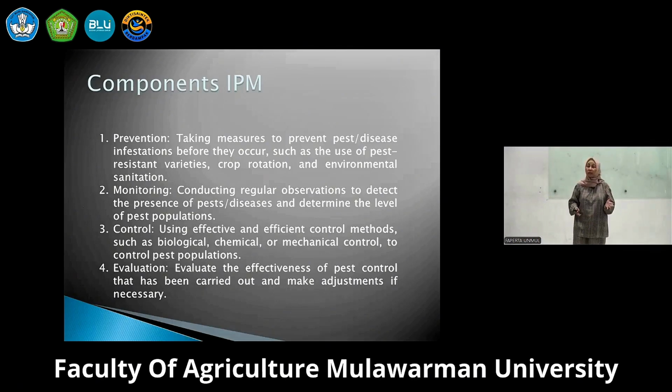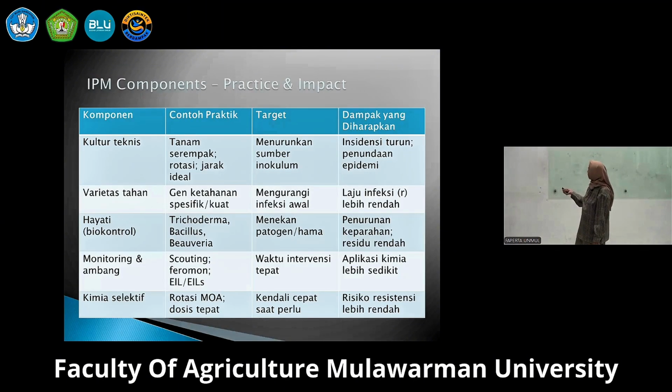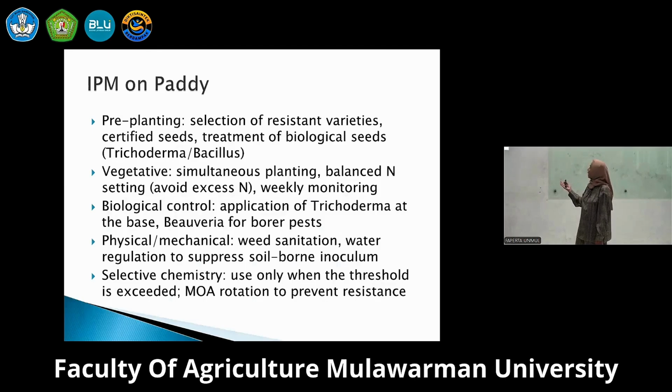Control means if the disease or the insect attack has already happened, then you control. But when you manage from the beginning to the end, when you have to control, it means you already have a problem. Okay? And then evaluation, that you evaluate again whatever you did. So that's the components, yeah? And then this is the IPM on paddy, as I told you, from the beginning to the end. And then go with the biological control.